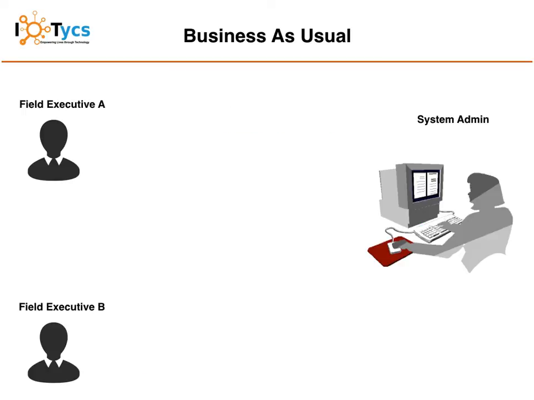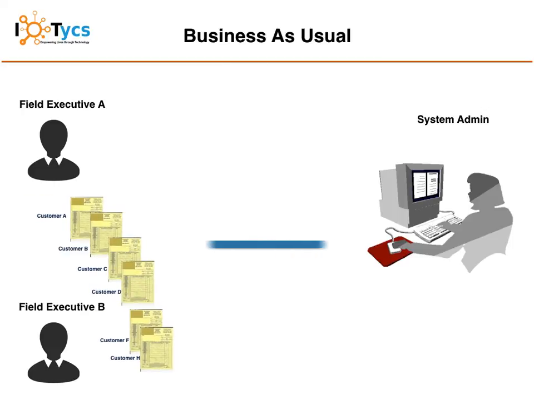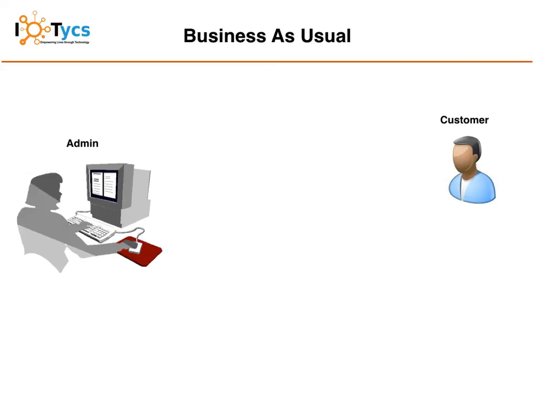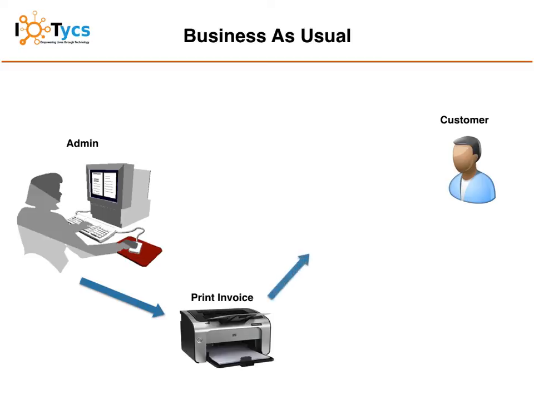At the end of the day, both the field executives share their service reports with the systems admin, who has to again manually enter all those details into the system. The next day or later in the week, the system admin takes a printout of the customer's invoice and couriers it to the customers.